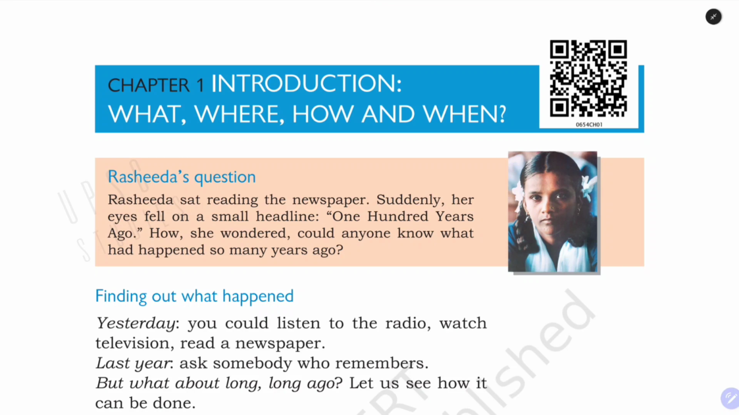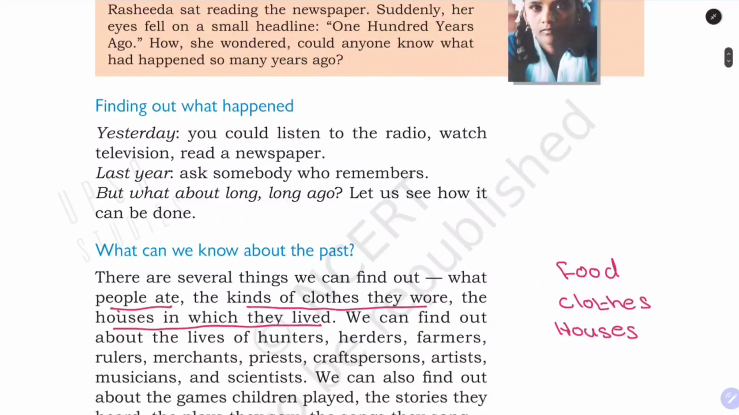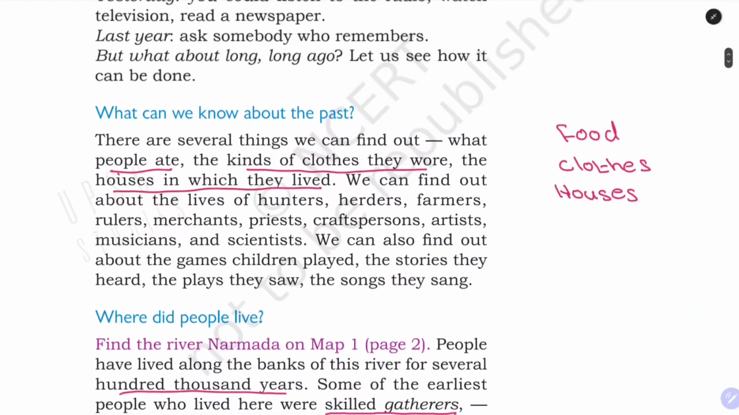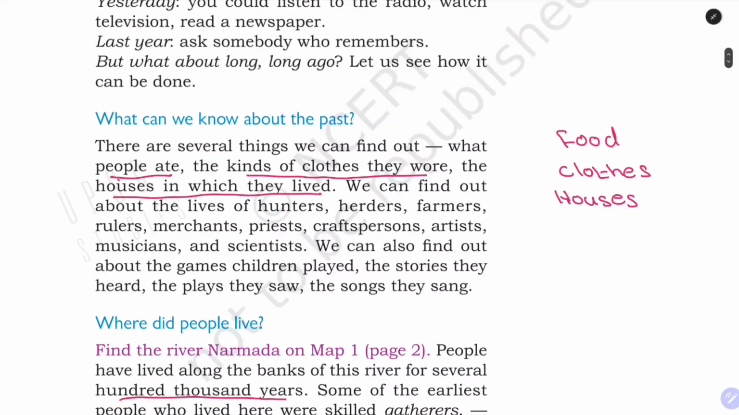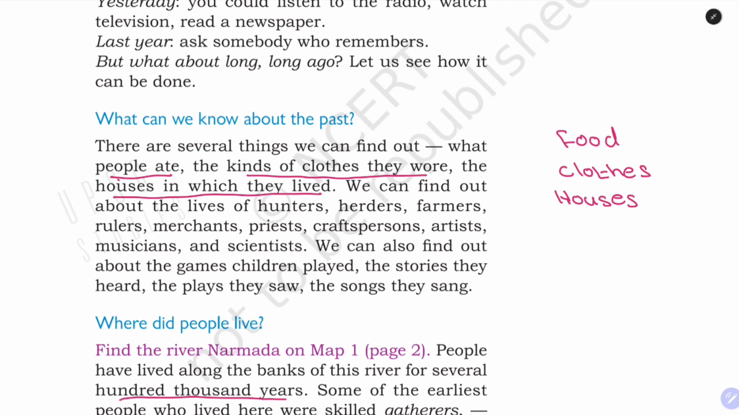This is chapter 1, Introduction: what, where, how and when. In this chapter, we can study about our past, where people lived. So, in order to know the past, we examine the materials that remain, or the literary sources, inscriptions, like that. Okay, let's start.